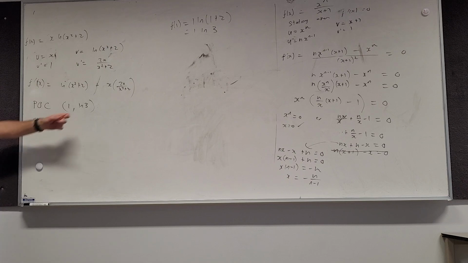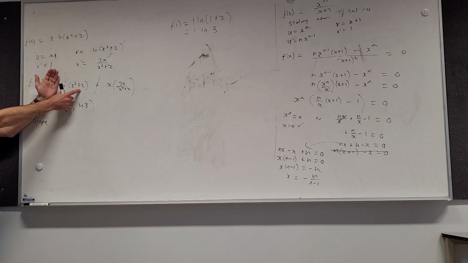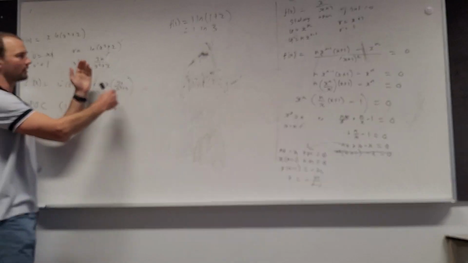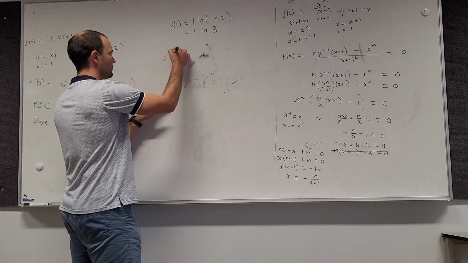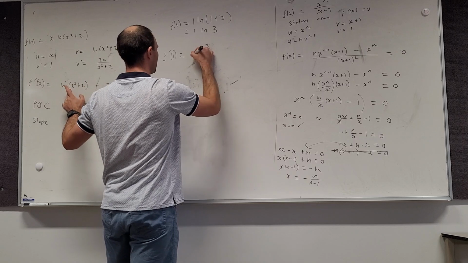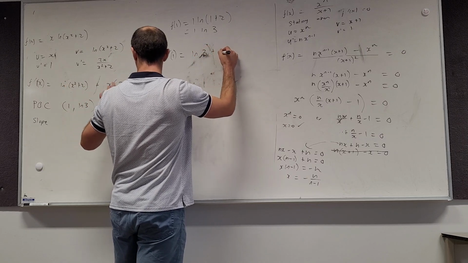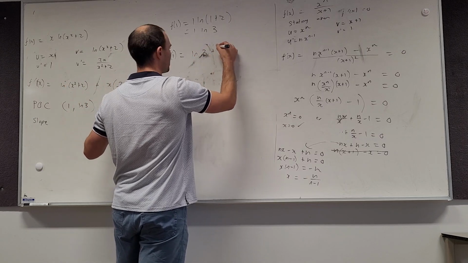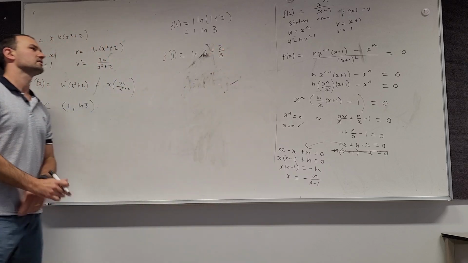ln 3. Okay. For the slope, I might write this one out, f dash of 1 is going to be ln 3 plus 1 times 2 on top of 3. ln 3 plus 2/3.